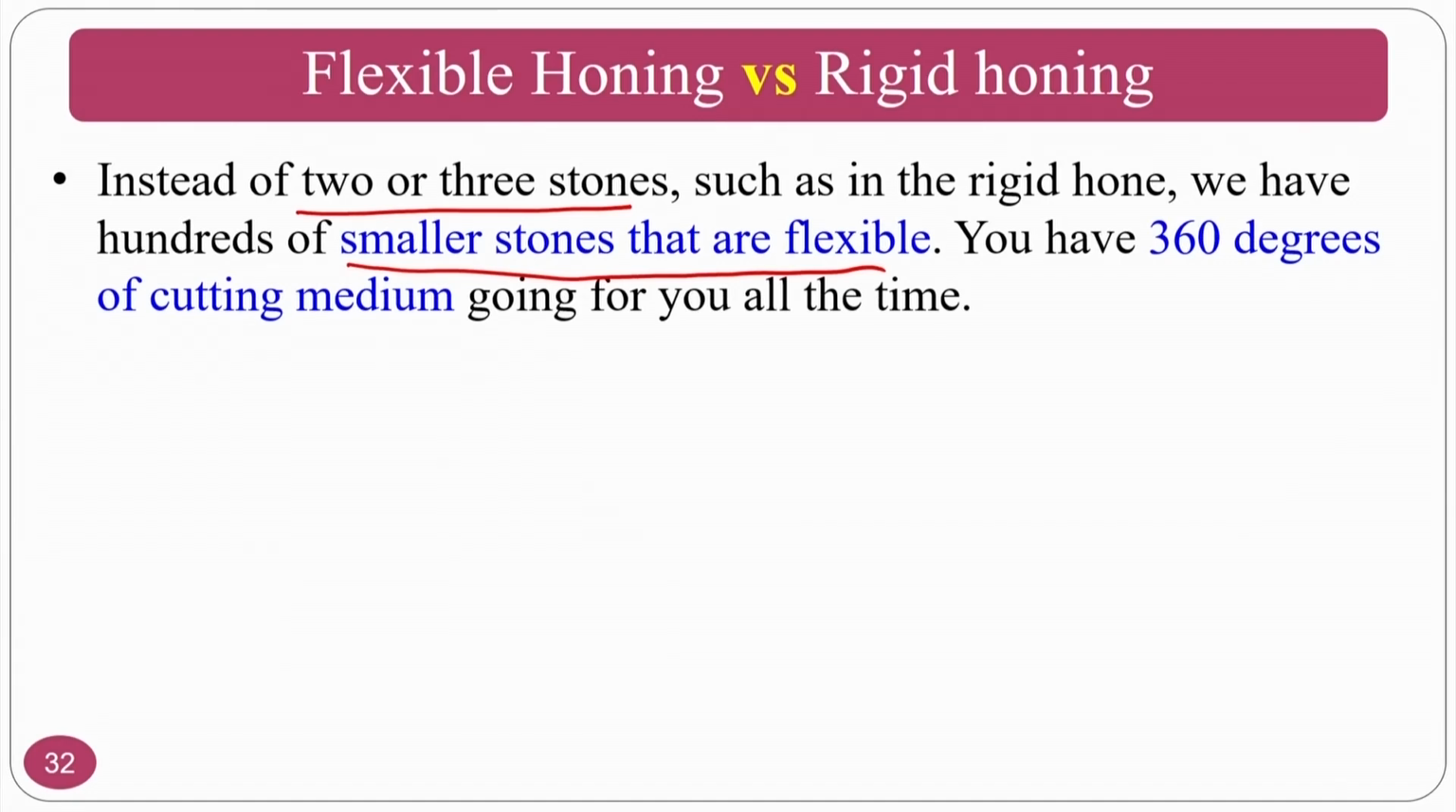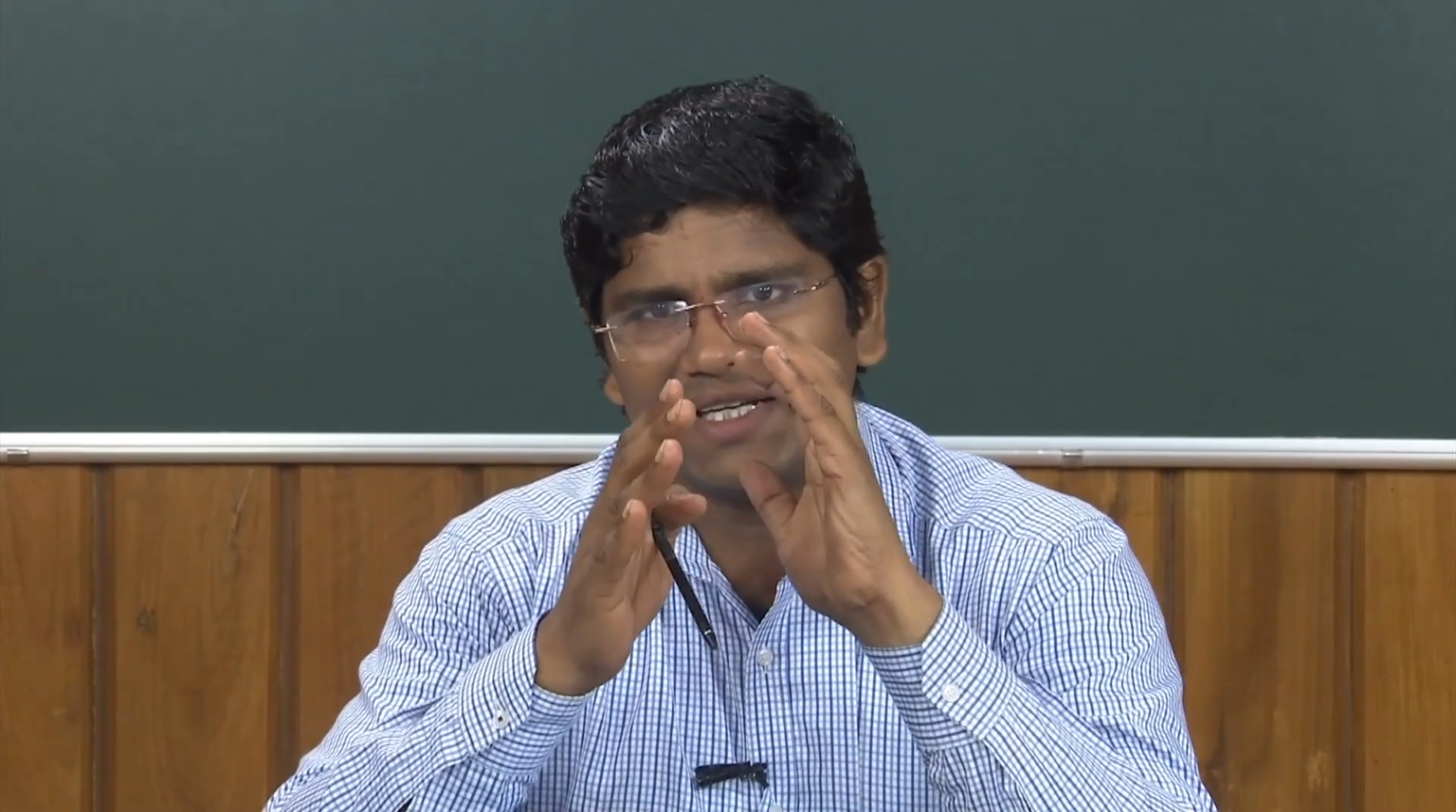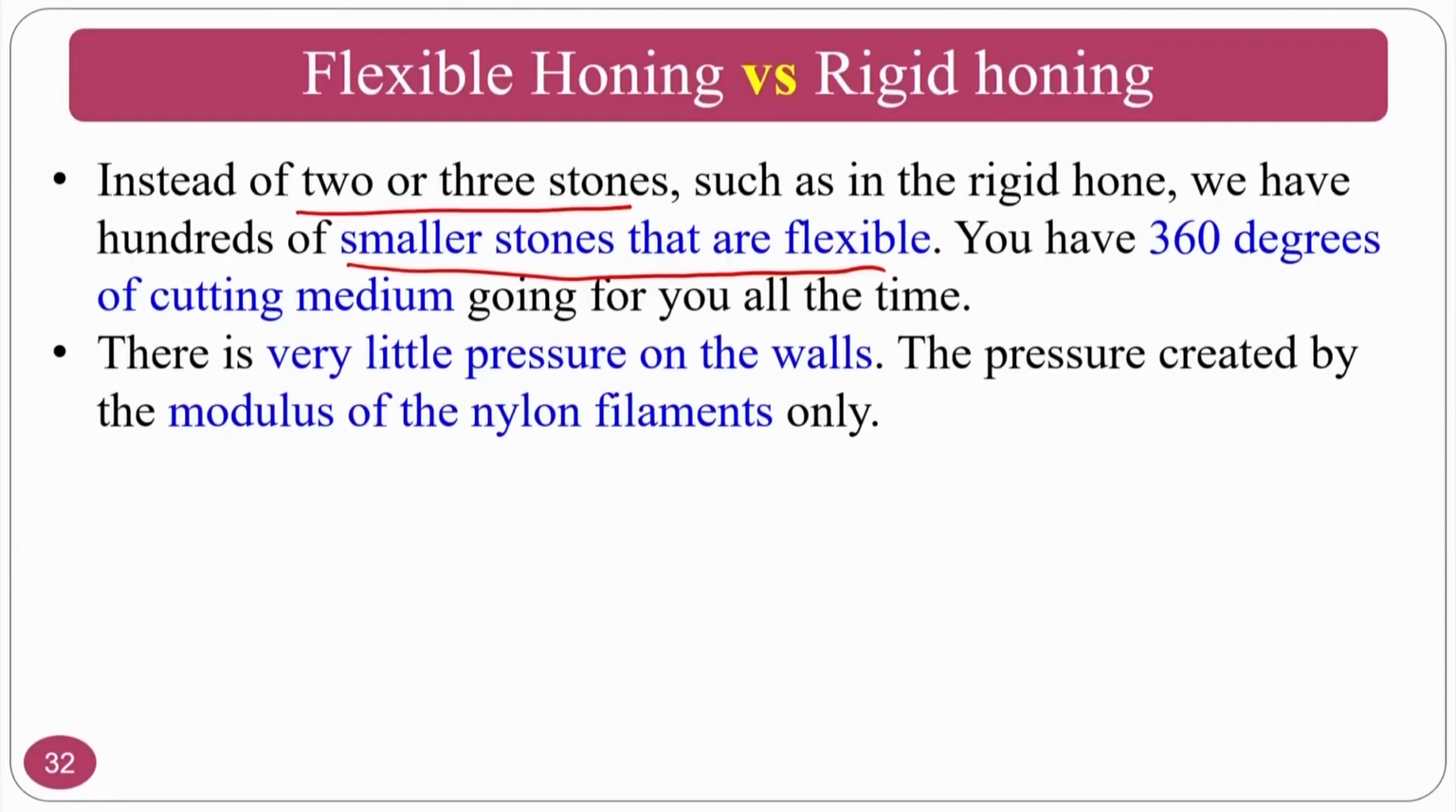That means that if you are going to have 3 or 2, what will happen? If you have 2, you have to go for 180 degrees, 180 degrees. If it is 3, 120 degrees, 120 degrees, 120 degrees, 3 you can have. In the flexible, what will happen? You can go for complete 360 degrees, so that you can do a better uniform surface finish, and very little pressure on the thin walls, because of the modulus of nylon filament.